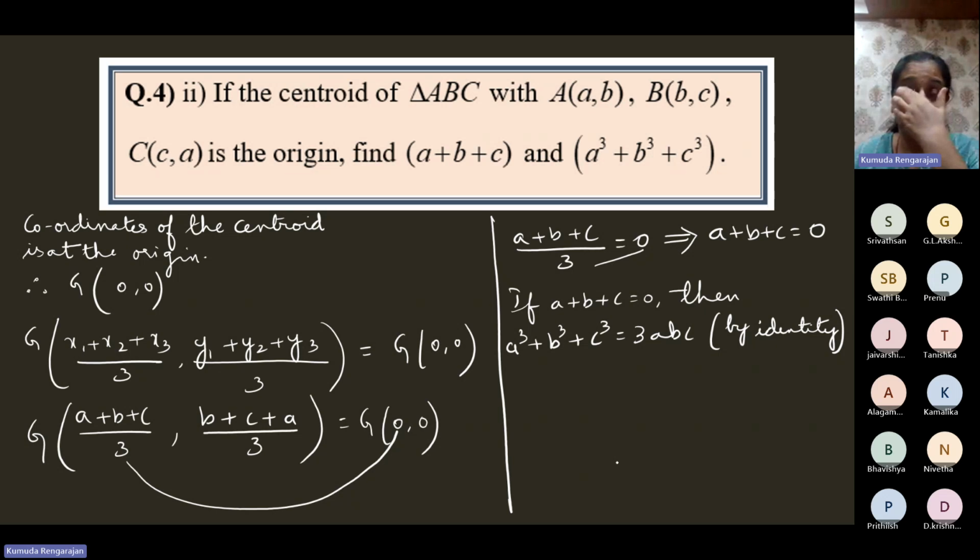So we have seen this identity in class 9. If a plus b plus c is 0, then a cubed plus b cubed plus c cubed is equal to 3abc. So a plus b plus c is 0, so the value of a cubed plus b cubed plus c cubed will be equal to 3abc by the identity. That's a conditional identity, right? Standard 9, chapter 2, polynomials, in that algebraic identity.